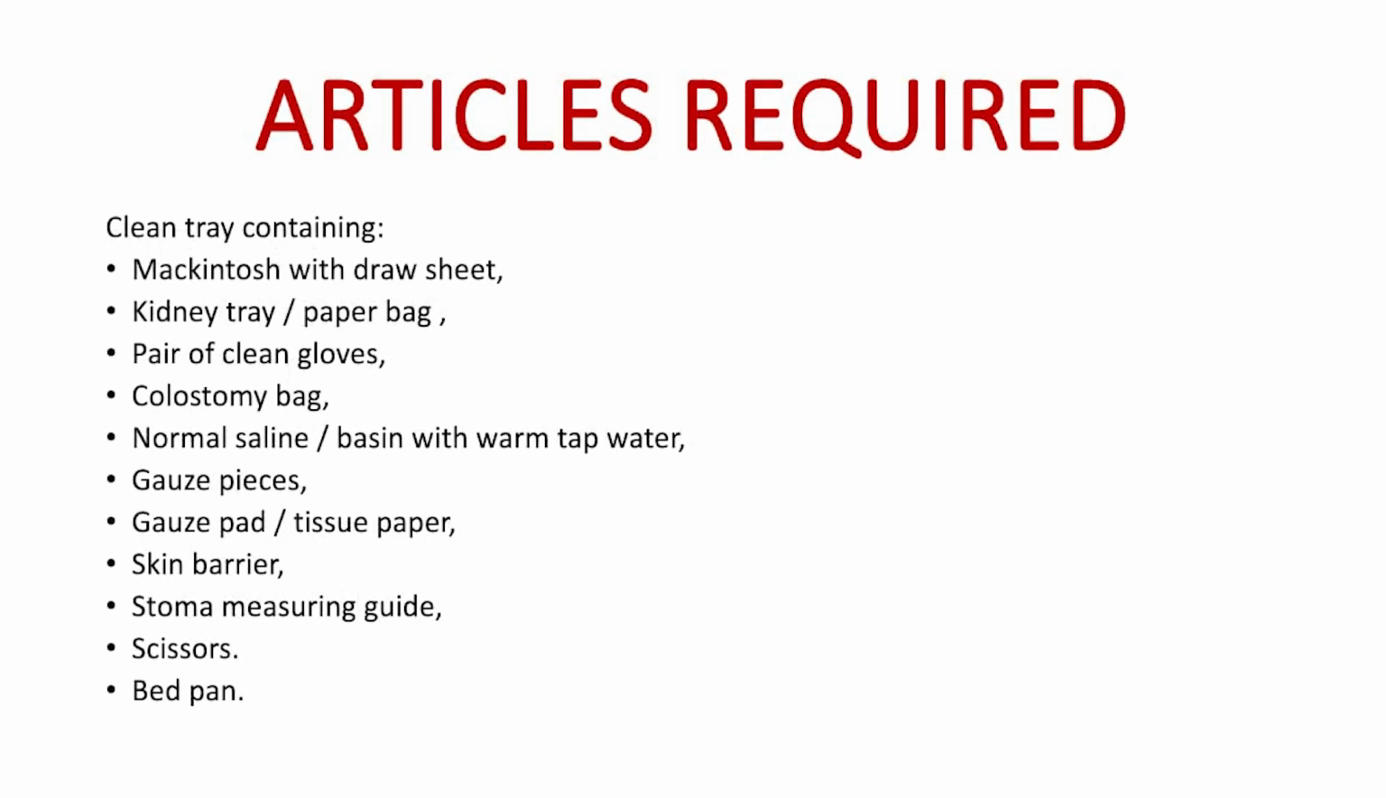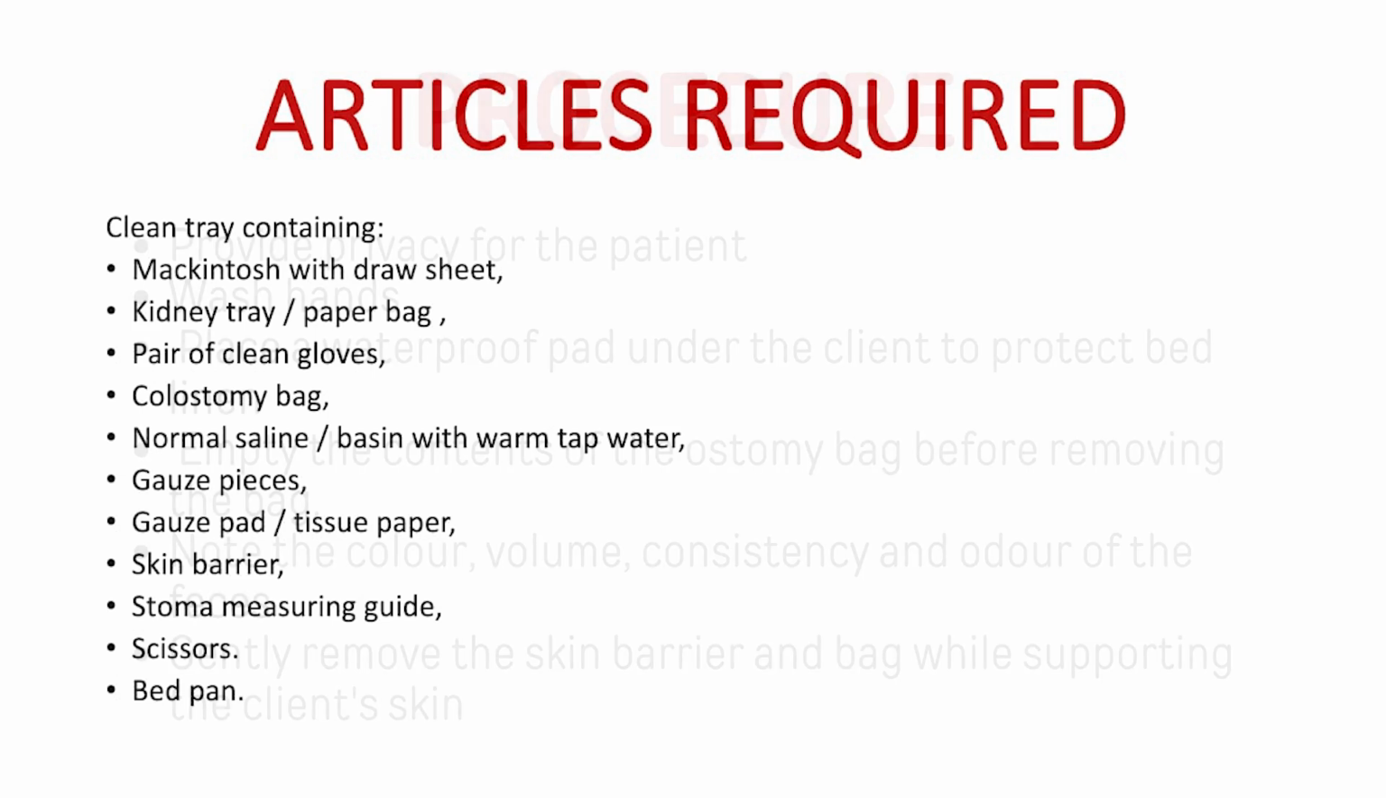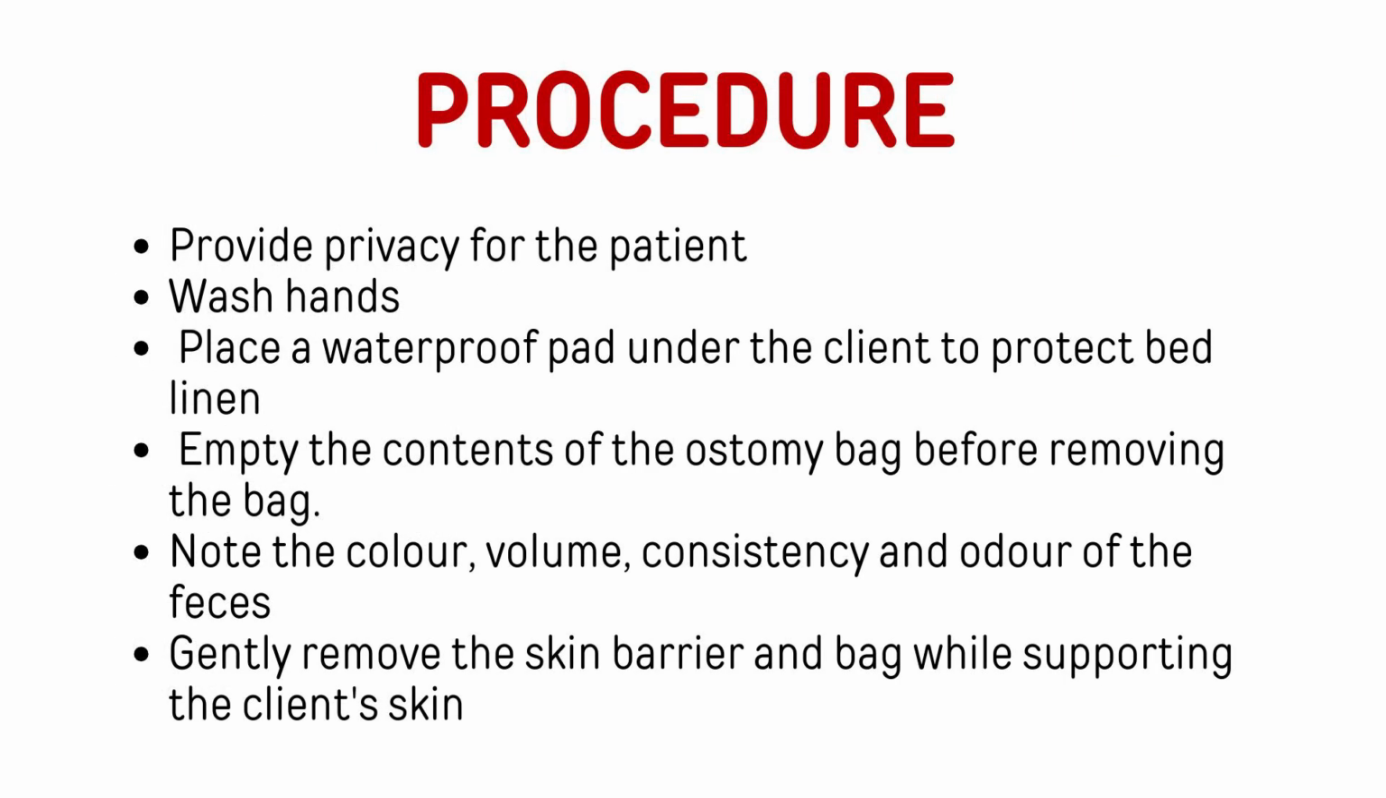So what are all the articles required for colostomy care? A clean tray containing a Macintosh with draw sheet, kidney tray, pair of clean gloves, colostomy bag, normal saline or basin with warm tap water, gauze pieces, gauze pad or tissue paper, skin barrier, stoma measuring guide, scissors and bedpan. Next we'll move into the procedure.